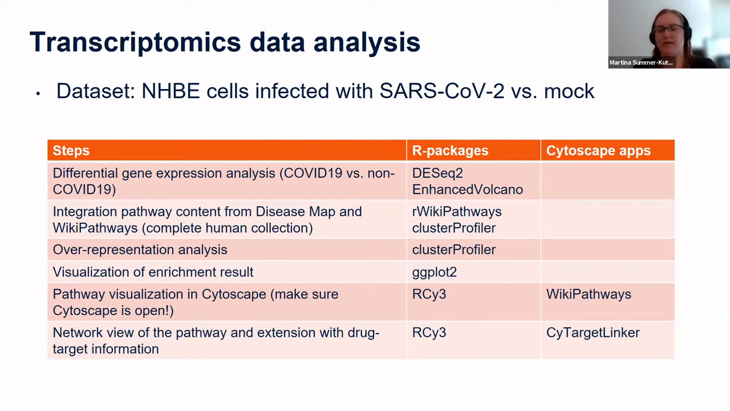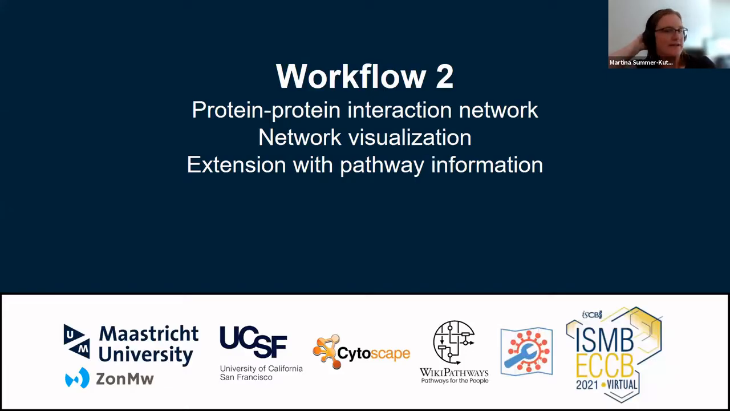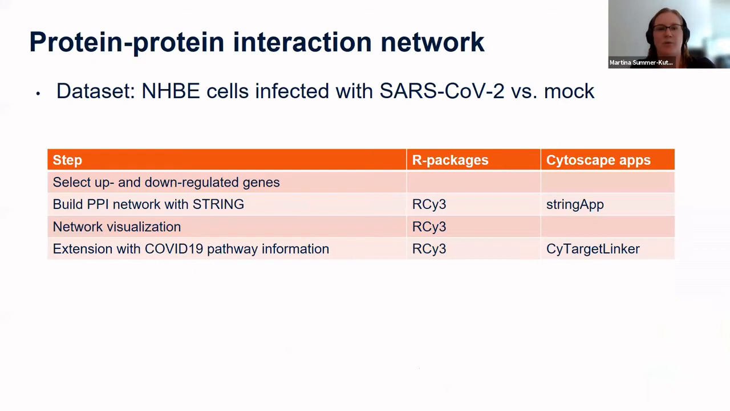The second workflow is a PPI focused workflow. So we will also use STRING like you did yesterday as well. We will use the up and down regulated genes from the same data set as before. We will create a protein-protein interaction network using RCy3, so all automated in R, using the STRING app.